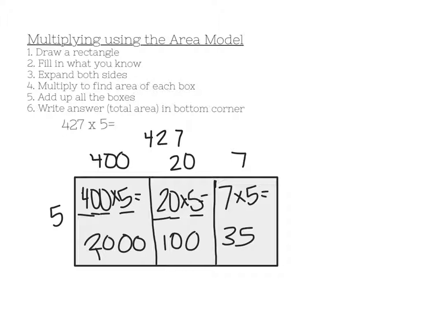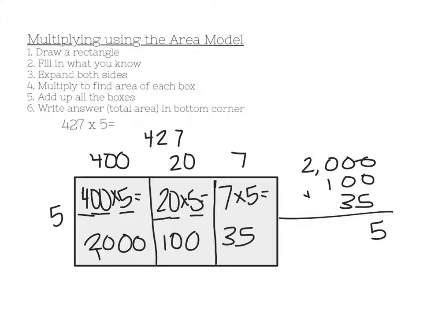Now my next step is to add up all the boxes. 2,000 plus 100 plus 35 will give me my total area. 0 plus 0 plus 5 is 5. 0 plus 0 plus 3 is 3. 1 plus 0 is 1. And 2 plus 0 plus 0 is 2. So my total area is 2,135.